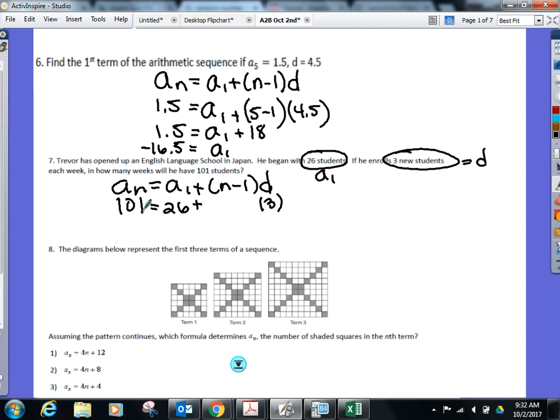Is it the 10th term? Is it the 20th term? That'll tell us how many weeks it took to get up to 101. So n minus 1 times 3. Does everyone see that? 101. That was a term in the sequence, and I'm trying to find its place, n. So go ahead and solve.